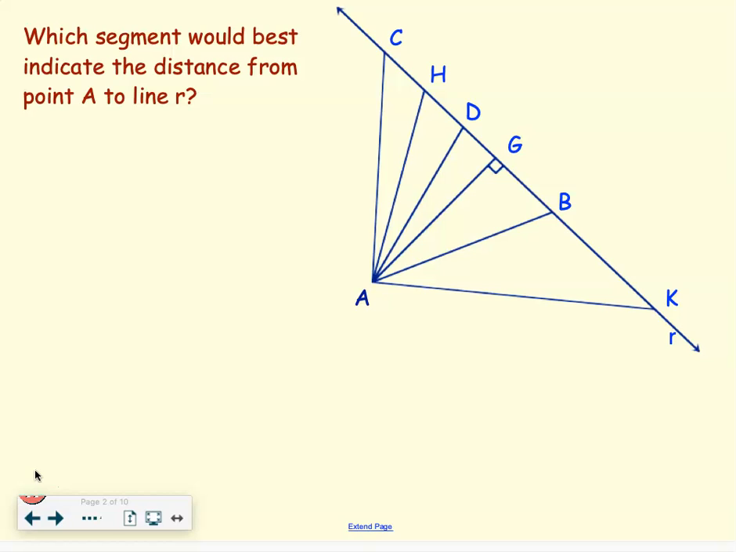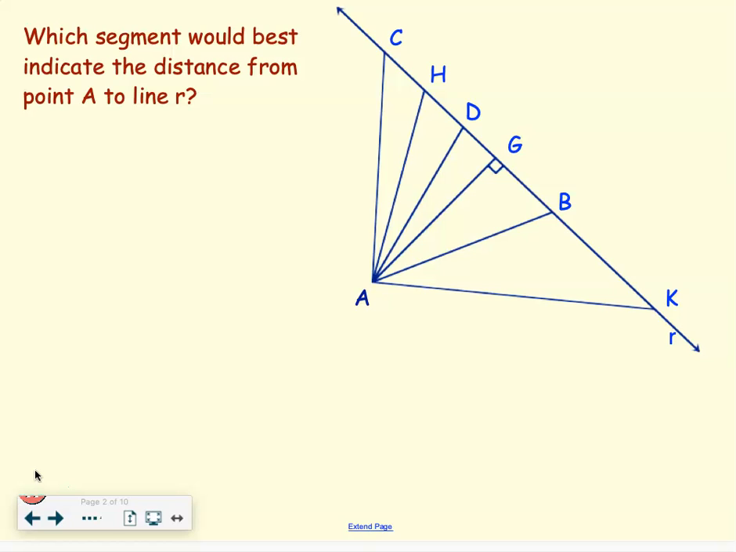Focus. Which segment would best indicate the distance from point A to line R? So you see how many different options we have? We have AJ, AB, AG, AD, AH, and AC. There's only one. Why do you guys say AG? Because it's a 90-degree angle. AG is the shortest. Yes. So the perpendicular distance between 2 things, that is your shortest distance always.